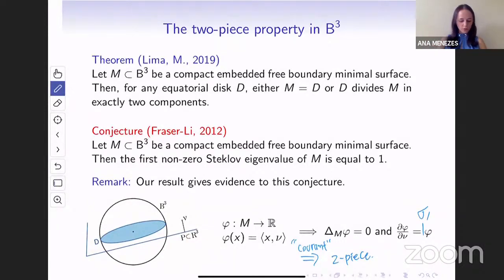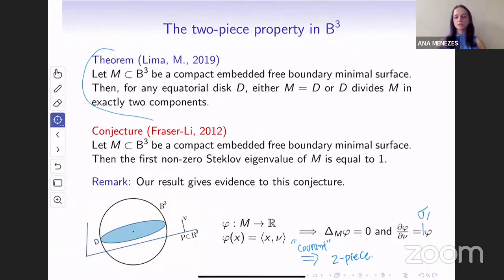Okay, so we want to prove the two-piece property. And what do we have? We have M, a free boundary minimal surface, and we have D, the equatorial disk. So we want to show that if they are different, if they do not coincide, then the disk divides M in exactly two components, right? The first observation is that if M is an equatorial disk, then this result is trivial, because then we would be dealing with two disks in Euclidean space centered at the origin, and of course the two-piece will hold.